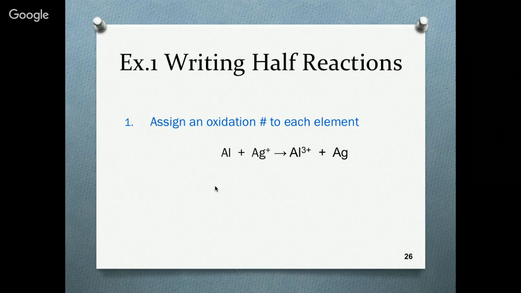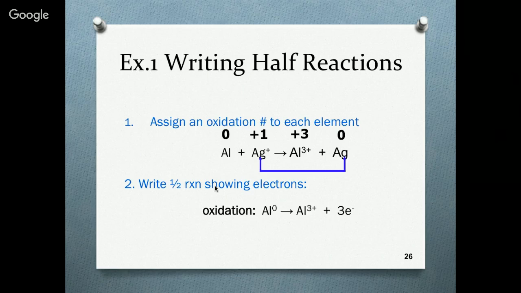So let's look at a half reaction. We'll start simple. Here's Al plus Ag+ yields Al3+ plus Ag. So let's assign our oxidation numbers across the top. And we'll write our half reactions, first identifying what's oxidized and reduced. So Al goes from 0 to +3. It's becoming more positive. So since it's being oxidized, when you write LEO with your arrow to the right, the electrons need to be written on the product side. I need 3 electrons because we have to always have conservation of charge.